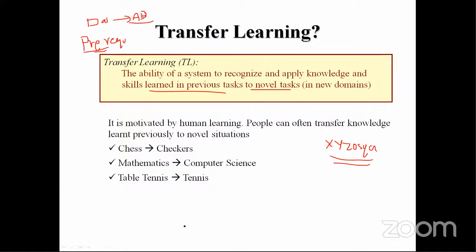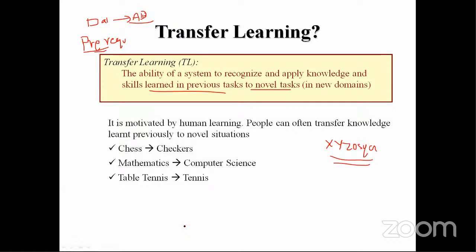Chess and checkers: both boards are the same, only the coin placement is different. You know how the movement works. So if you know chess, checkers is very easy. But if a person doesn't know chess and you teach checkers, that is difficult.